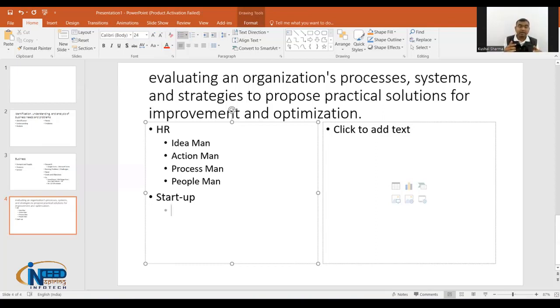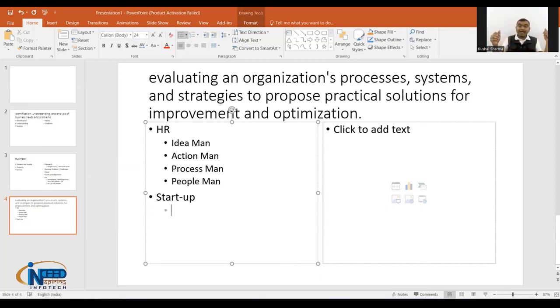So a startup doesn't actually prefer a process man. Startups prefer idea man and action man, and people man. They have processes, but they have flexibility. They are more flexible. An action man will listen to something and say, yes, let's do it, because they need to experiment. So whenever there is a new idea to be implemented, whenever a new project needs to be initiated, then the more important people are idea man and action man at that point of time.